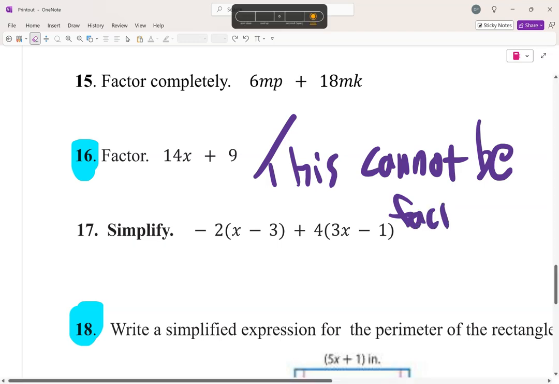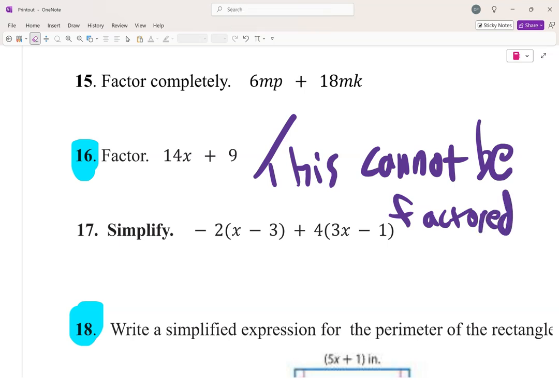Huh? So do you just write no on the paper? Do we need to do that one?